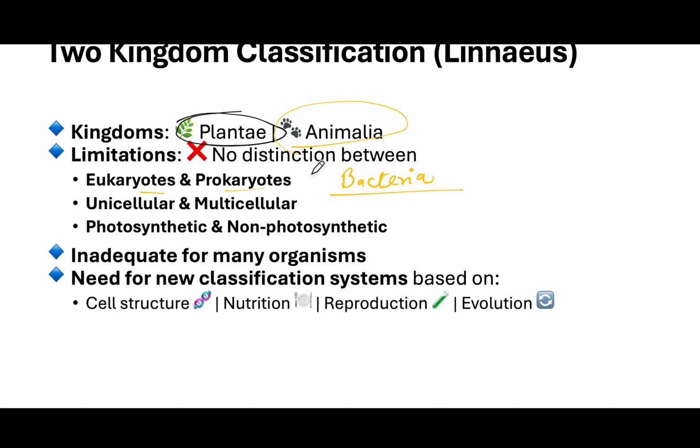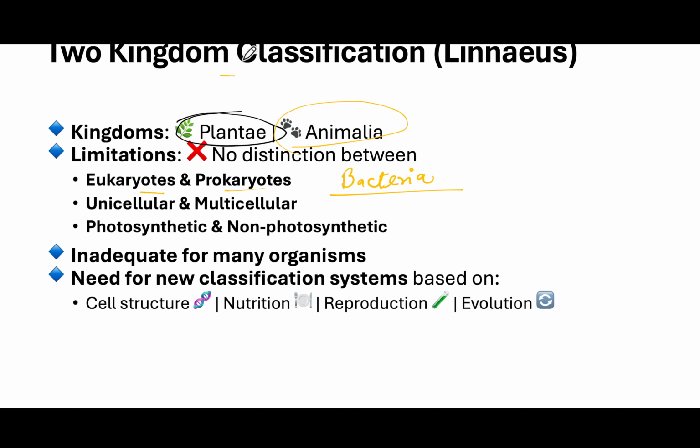So there is a need for another classification system. Let's say tomorrow some scientist discovers a new bacteria. Where will we keep it? Where will we classify it? Is it a plant or animal? How can we classify it? The best solution is to broaden the base of Linnaeus's two kingdom classification system.